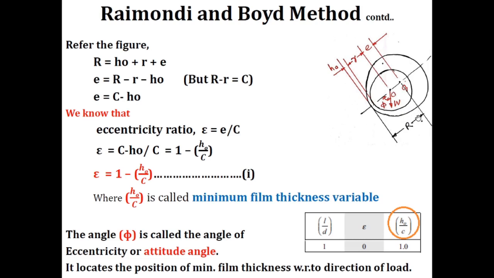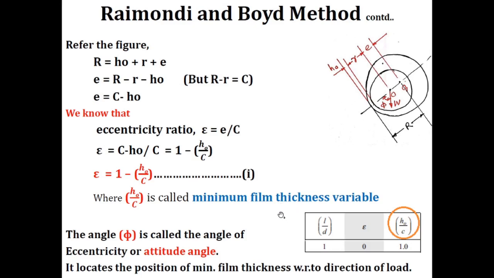So if we write for R, it is equal to the summation of HO plus r plus E, which is written over here. If we rearrange the terms, E is equal to R minus HO minus r, but R minus r is nothing but the radial clearance. So substituting the radial clearance, E is C minus HO. So the eccentricity ratio is given by E upon C, where we know the value of E is C minus HO, so that is C minus HO divided by C, which is 1 minus HO upon C. This HO upon C we call the minimum film thickness variable.